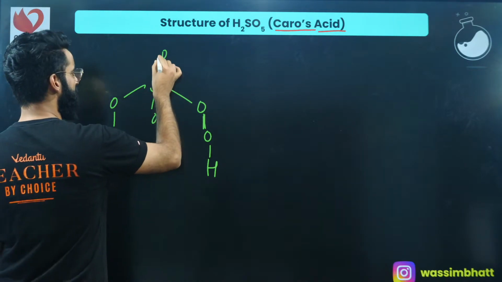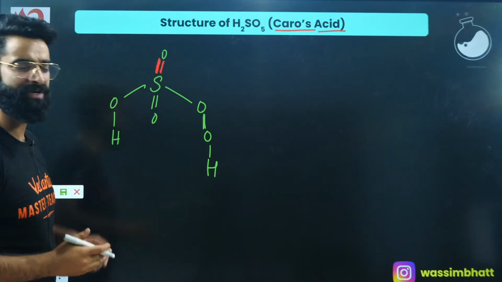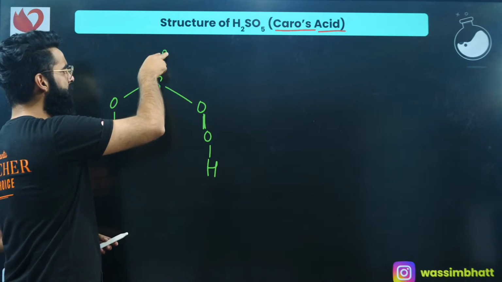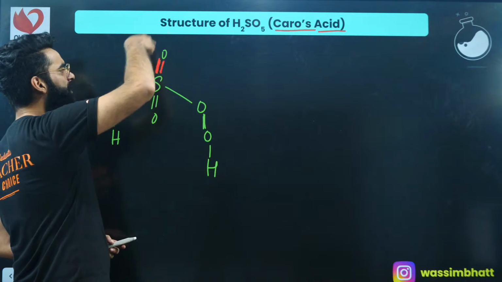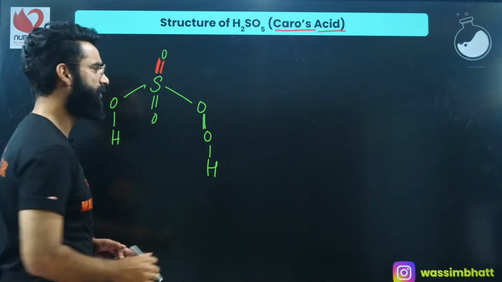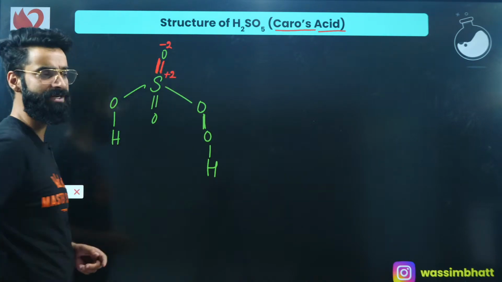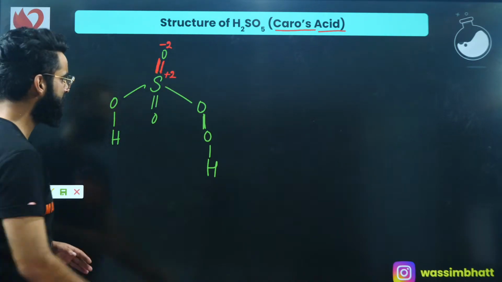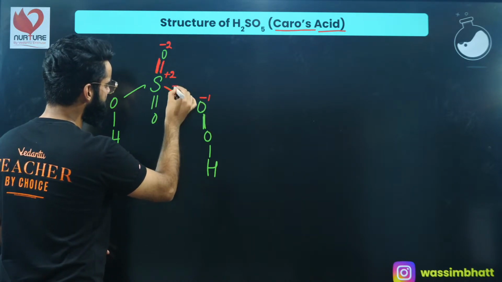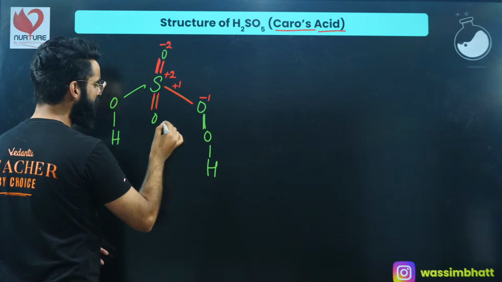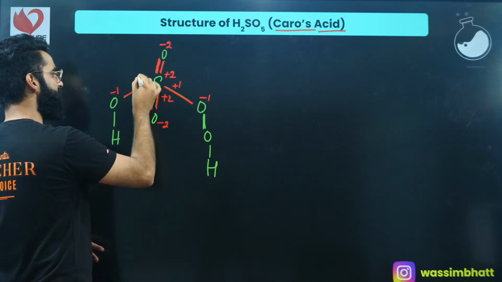If you look at this double bond between sulfur and oxygen, which one is more electronegative? You'll clearly say oxygen is more electronegative. If oxygen is more electronegative than sulfur, oxygen will have more tendency to attract both the bonded pair of electrons towards itself, due to which oxygen will get -2 charge and sulfur will get +2 charge, right? Similarly, for this bond, oxygen being more electronegative, this is -1, this is +1. For this double bond, this is -2, this is +2. For this single bond, oxygen being more electronegative, -1, +1.